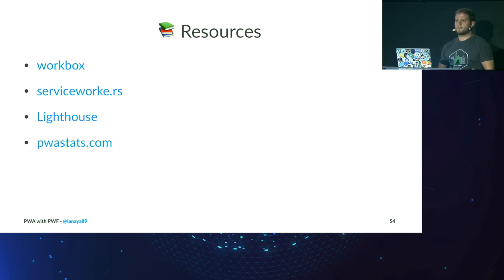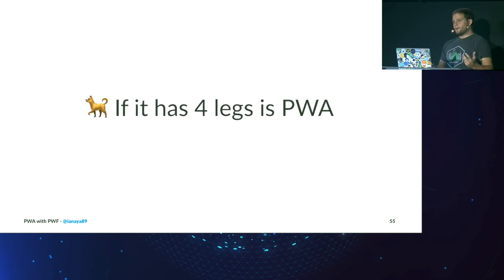PWA stats: you can get some useful stats, especially if you have to convince your team or your boss to start using PWAs. So to take away: if it has 4 legs, it's a PWA. What I mean is the same as before. It's a black box for the user. They don't care about the technology. They care about the UX. If we can provide that UX, for the user it will be a native application. It doesn't matter how it looks, or how it was built. What matters is how it behaves. That's it. Thank you.